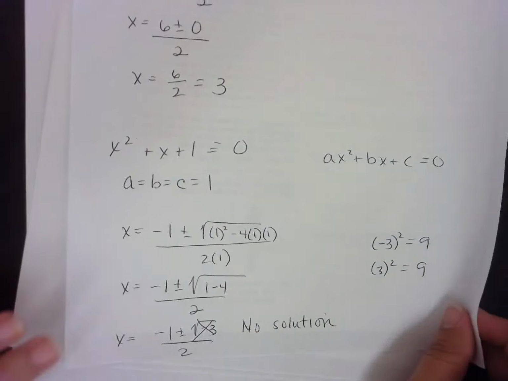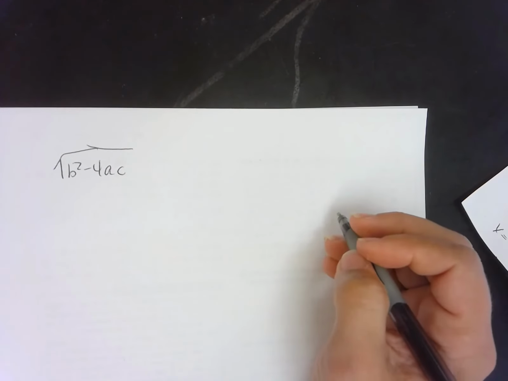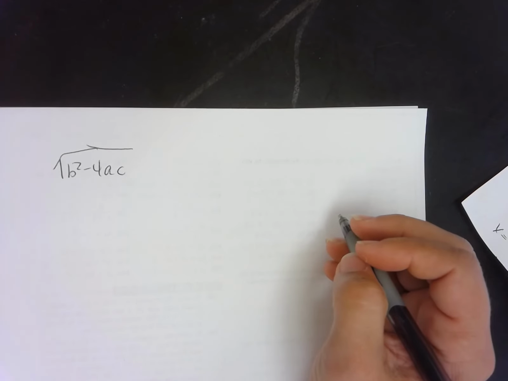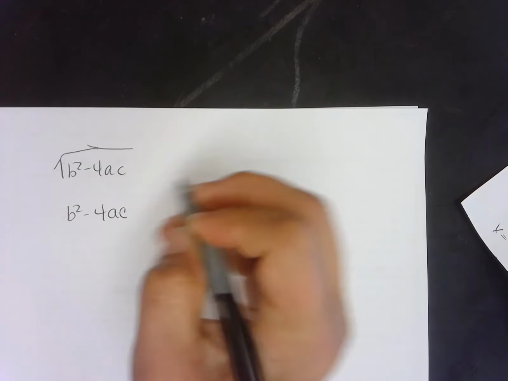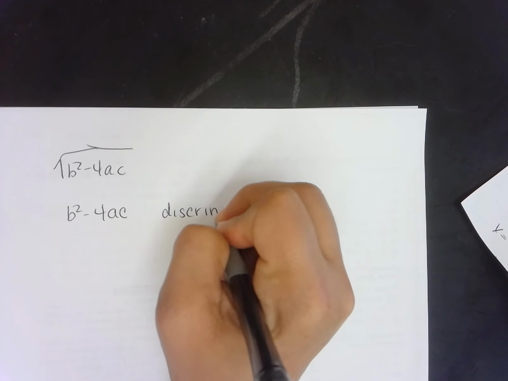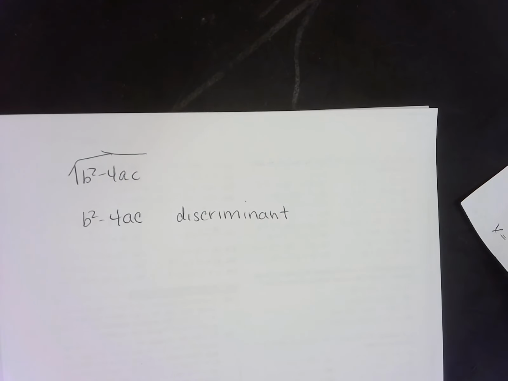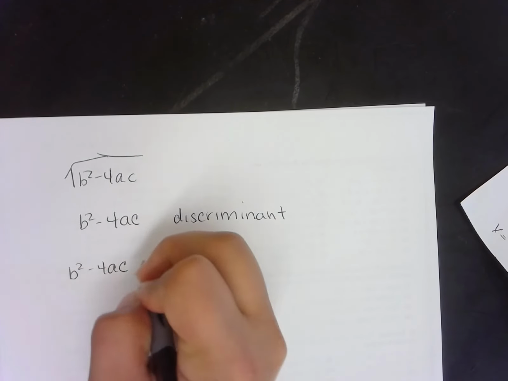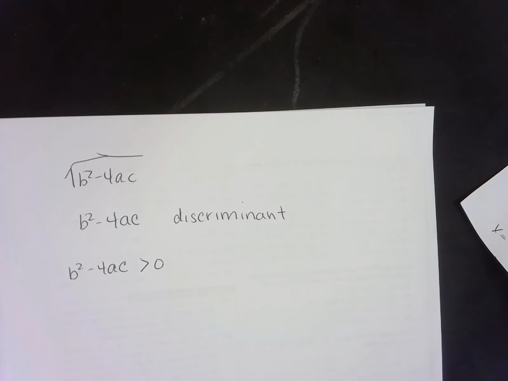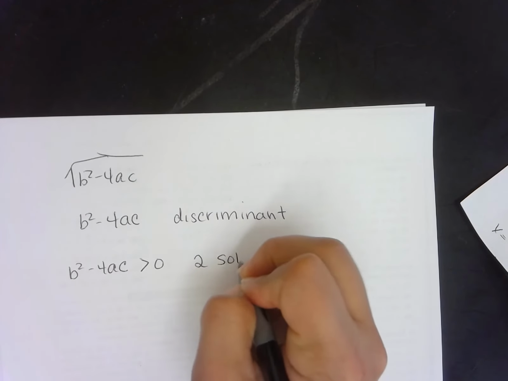So we can actually think of this, the square root of b squared minus 4ac, as the thing that tells us how many solutions my quadratic is going to have, right? We usually call b squared minus 4ac the discriminant. Okay? And so to summarize what I just said, when b squared minus 4ac is greater than 0, right? That was when we got the square root of 44. Then we get two solutions.